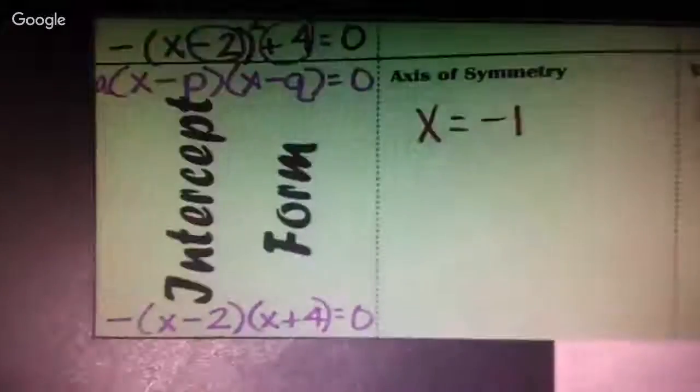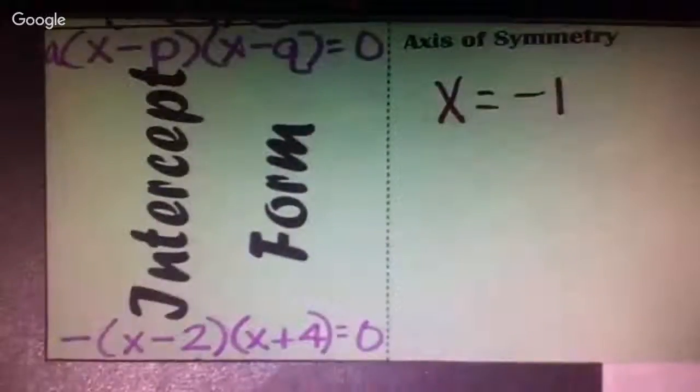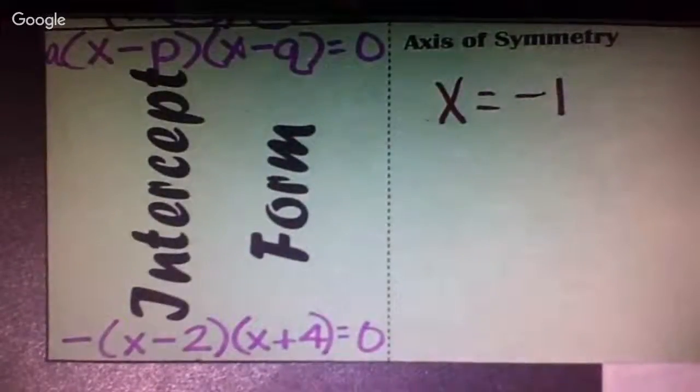There you go. Okay, so we said that intercept form should give us our roots. So take a look at the equation that you were given. We had x minus 2 and x plus 4. Take a look at your answers for your x-intercept. We had positive 2 and negative 4.